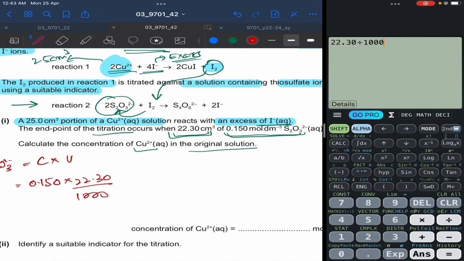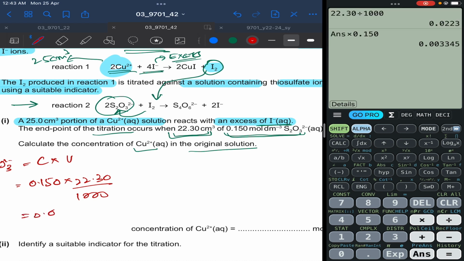22.30 divided by 1000 is 0.0223, multiplied by 0.150. So we have 0.00335. This is the moles of thiosulfate ion. And now we can calculate the moles of iodine which comes from reaction 1, right? So the molar ratio between thiosulfate and iodine is 2:1. So that means whatever the moles of thiosulfate we have, the moles of iodine would be half of that, because the ratio is 2:1.